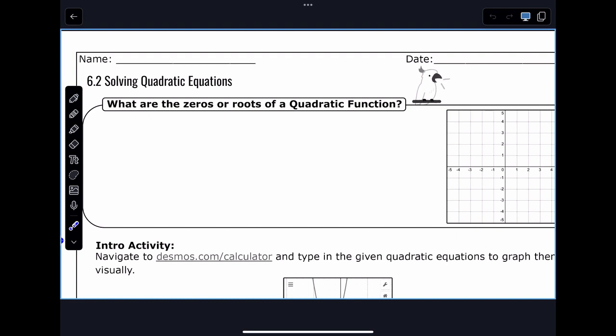Okay, so you should have 6.2 solving quadratic equations in front of you. So, yeah. Thank you.